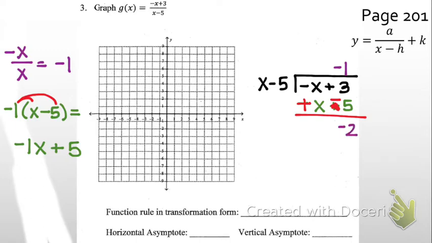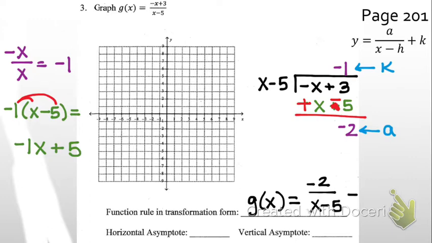Okay, so when we put this together, this right here, this is my K value. And then this is my A value. So when I write my equation, it's going to be G of X equals, and then I'm going to write it as negative 2 over X minus 5, and then minus 1.